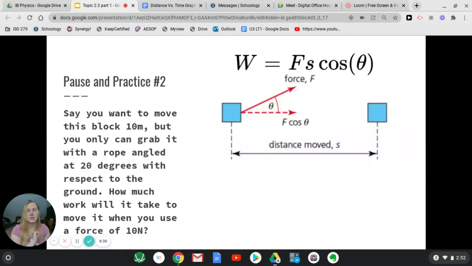So for example, say you wanted to move this block 10 meters, but you can only grab it with a rope that's angled at 20 degrees to the ground. How much work would it take to move it if you use a force of 10 newtons? Well, the force is in the wrong direction. So it's not going to be 10 times 10, 100 actual joules of work. It's going to be less than that because I can't apply all of it to the direction I want to go. So I'm going to get 10 times 10 times cosine of 20. And so the work, I really should have pulled out a real calculator for this, is going to be 100 times the cosine of 20.